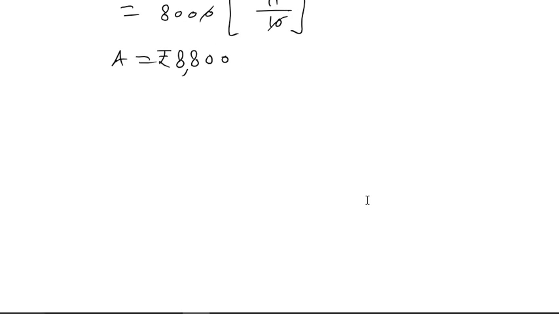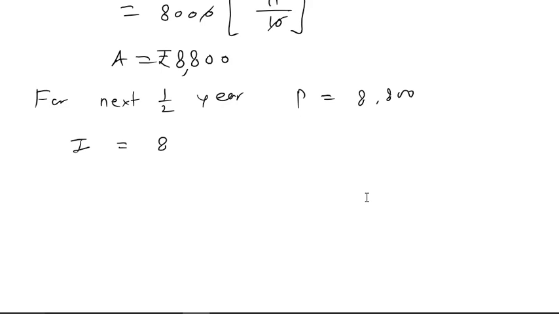This amount will be principal for next half year. So for next half year, my principal will become 8800. So interest for half year will be 8800 into rate is 10 into period is 1 upon 2, divide by 100. This gives me result as, this 0 and this 0 I will cancel, this 0 and this 0 I will cancel, then 2 4s are 8, 2 4s are 8, 440.